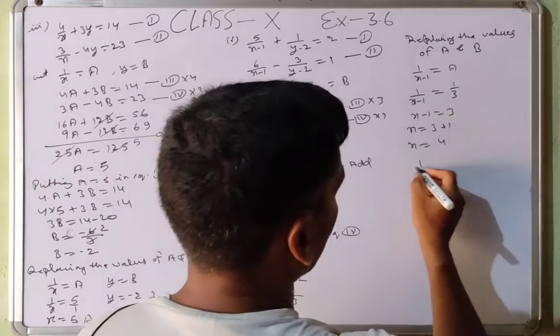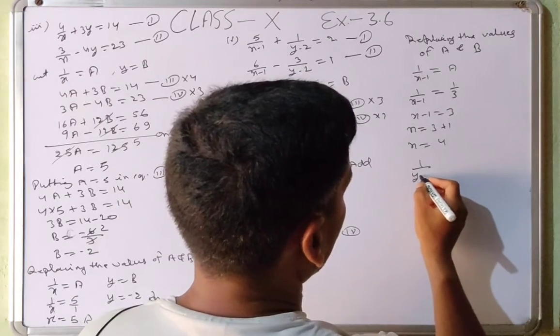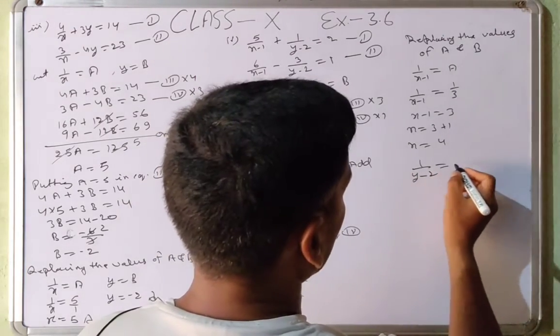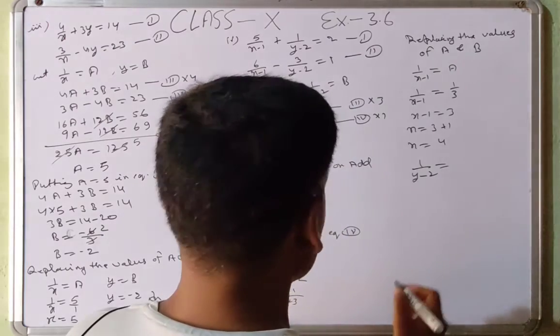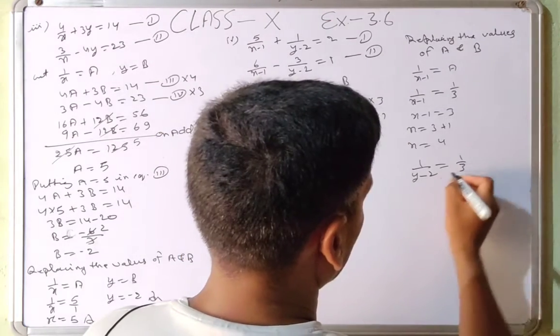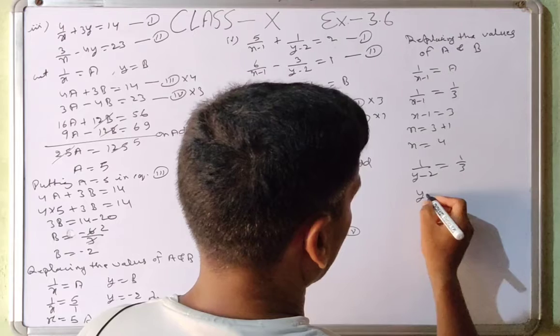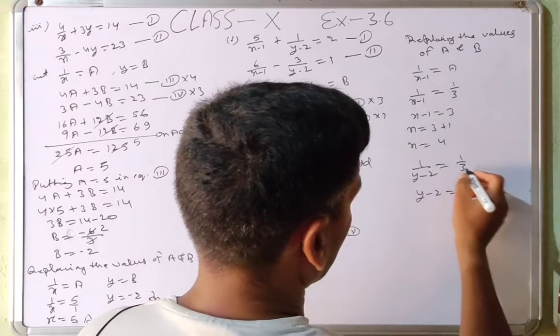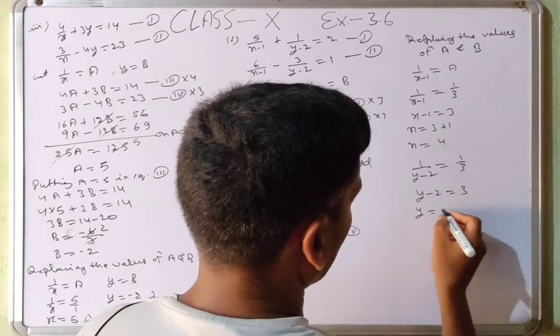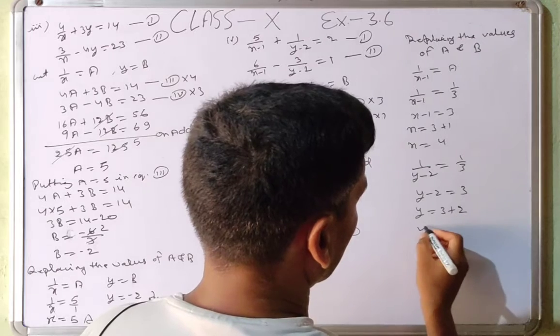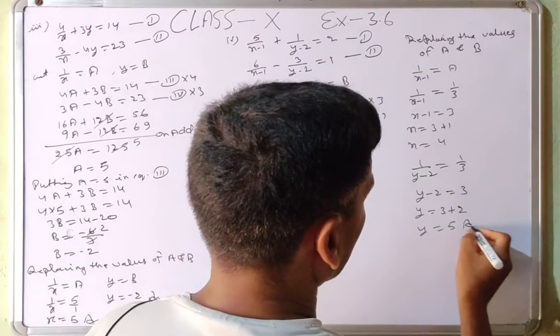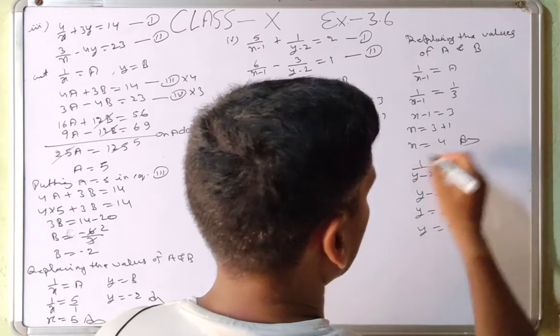Now for b, 1 upon y minus 2 is equal to b, and the value of b is 1 upon 3. So by cross multiplying, y minus 2 is equal to 3. So y is equal to 3 plus 2. So y is equal to 5. These two are the answers.